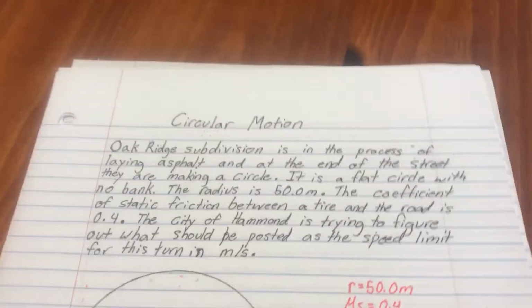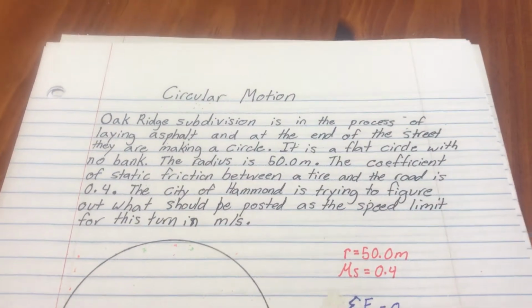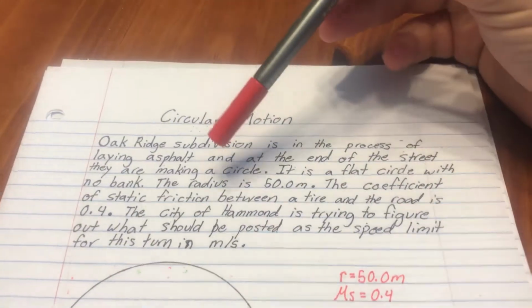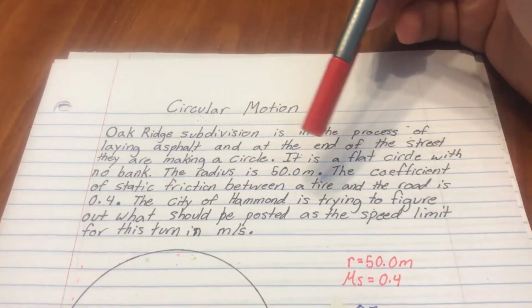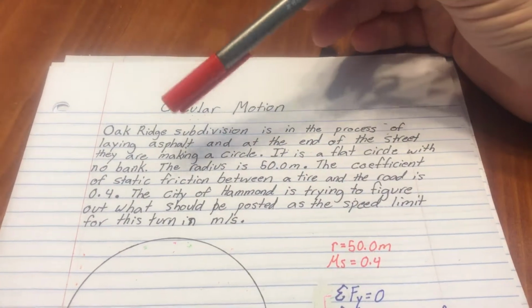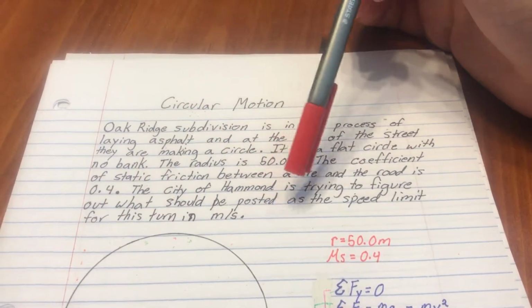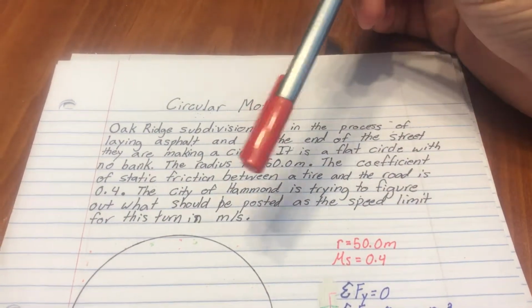This is my circular motion reassessment. So Oak Ridge subdivision is in the process of laying asphalt, and at the end of the street they are making a circle. It is a flat circle with no bank. The radius is 50 meters. The coefficient of static friction between a tire and the road is 0.4.